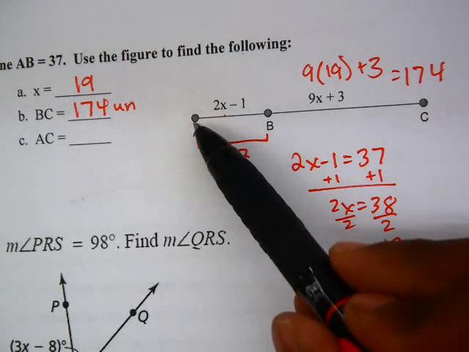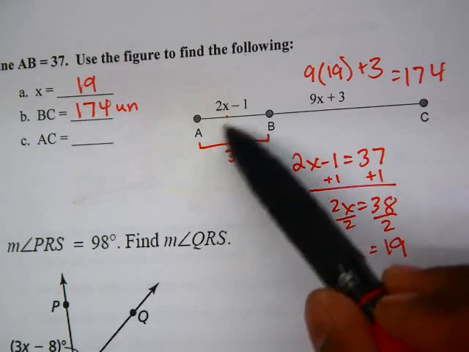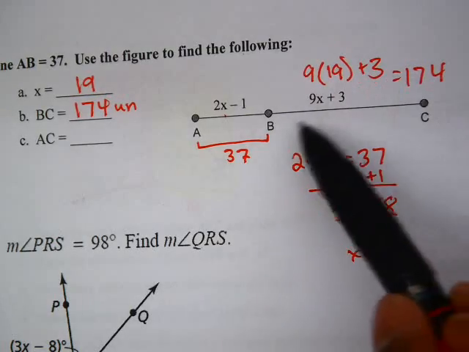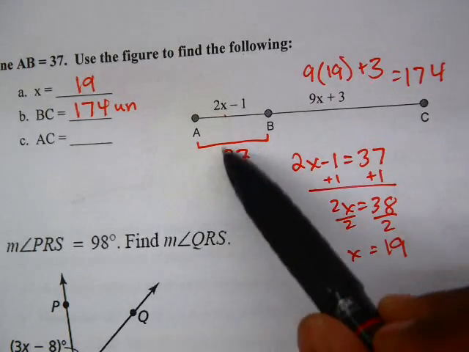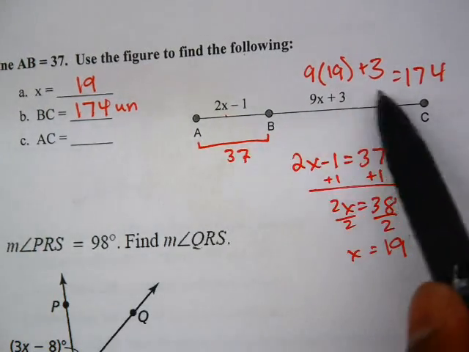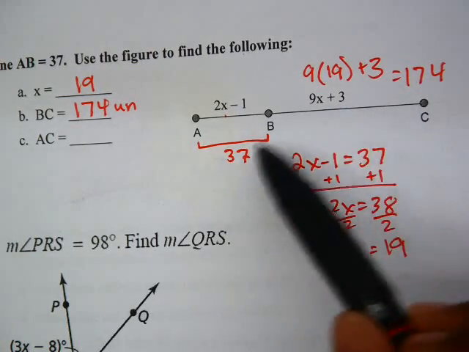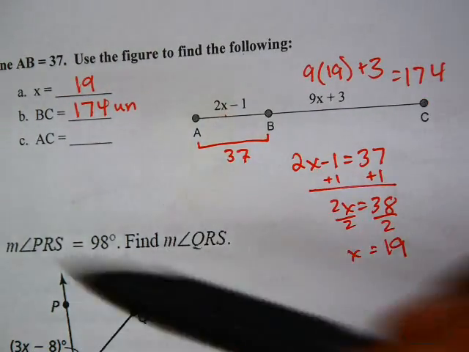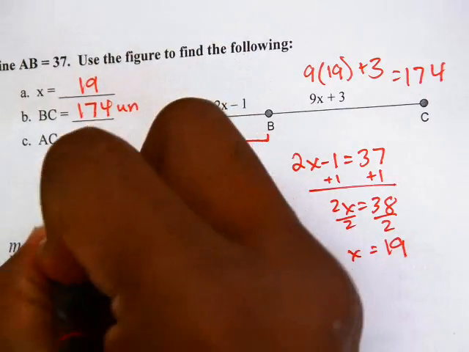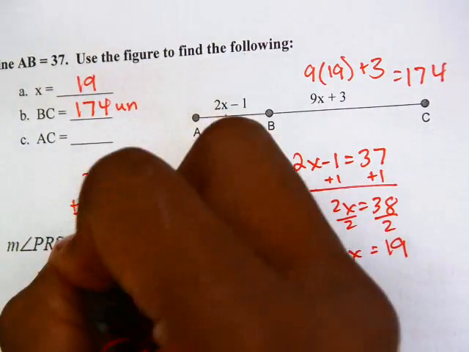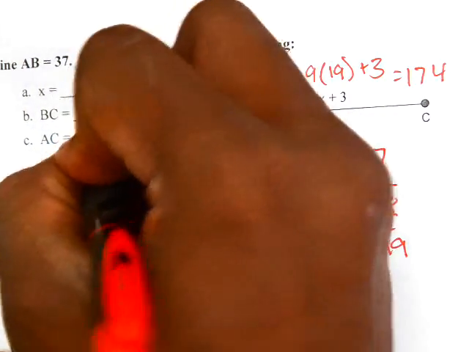Then they want AC, which means the whole length. Well, I already know that AB is 37 and BC is 174. Using the segment addition postulate, like these two segments, I can add them up and get the whole thing. So 37 plus 174 is 211 units.